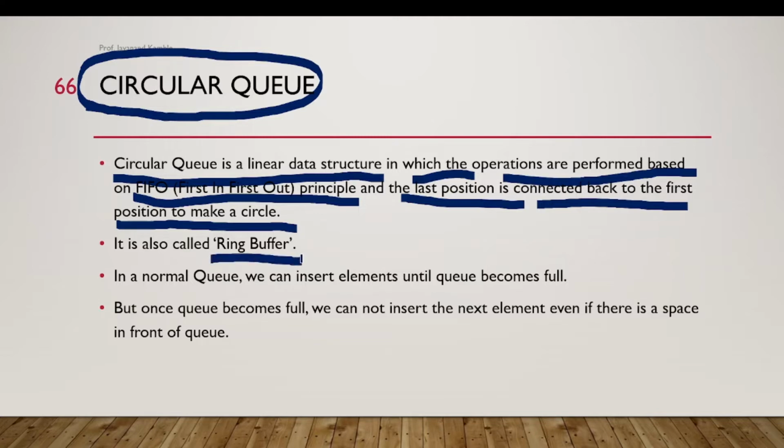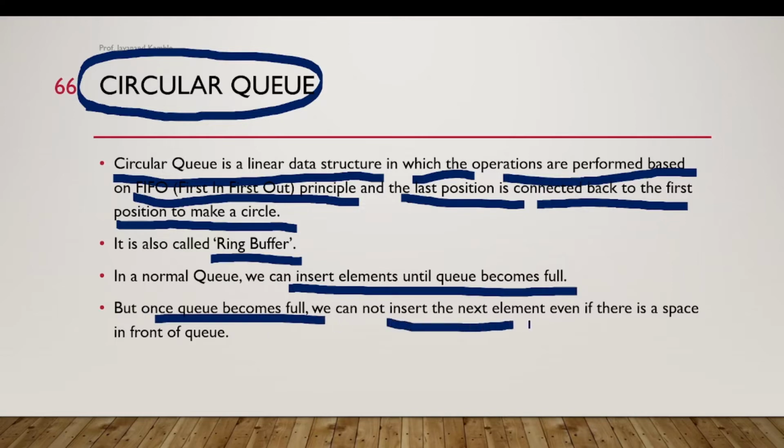Buffer is what? Something to store. So what do we store in a queue? The elements. So here it is kind of a ring buffer. So the last element is preceded by the first element. What comes after the last element? The first element.